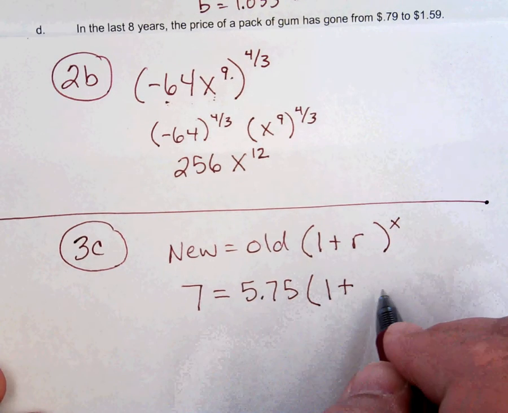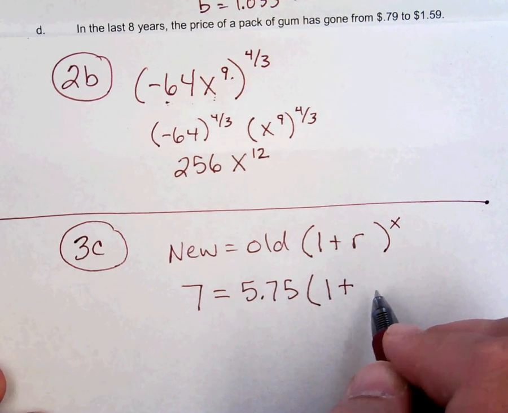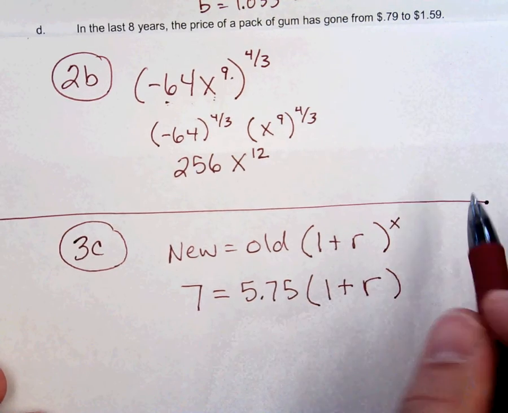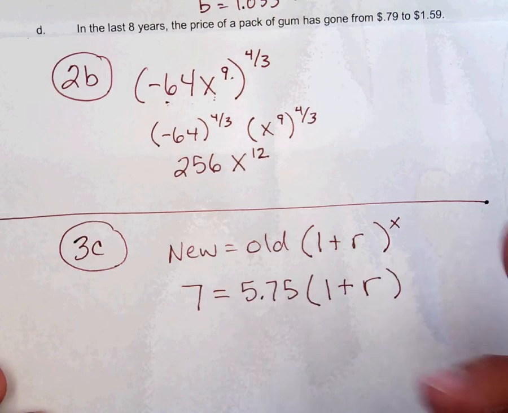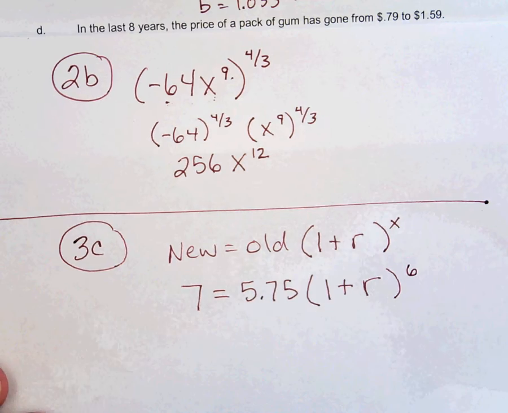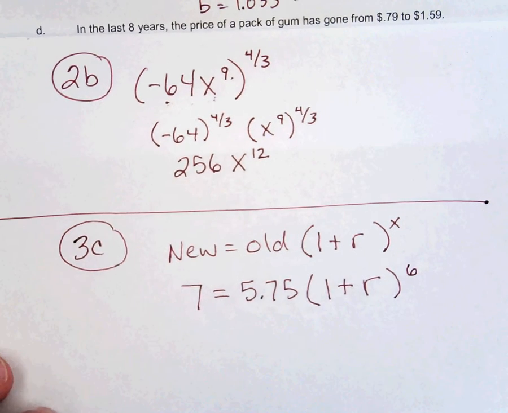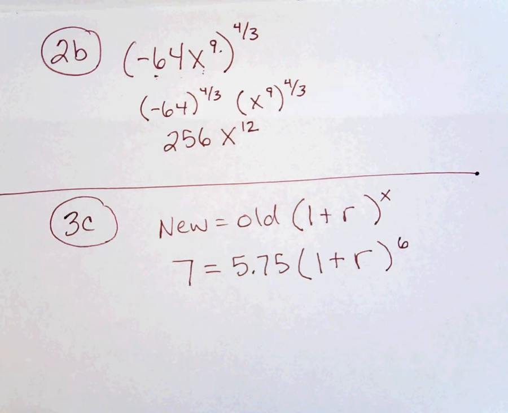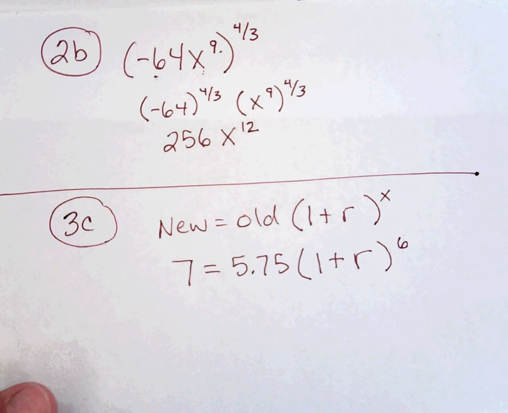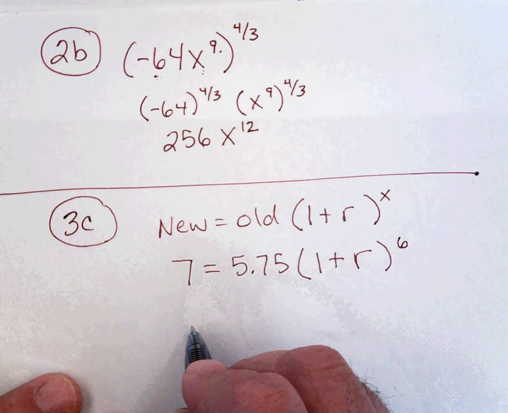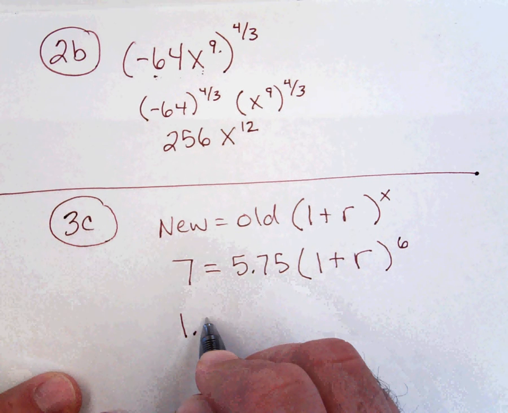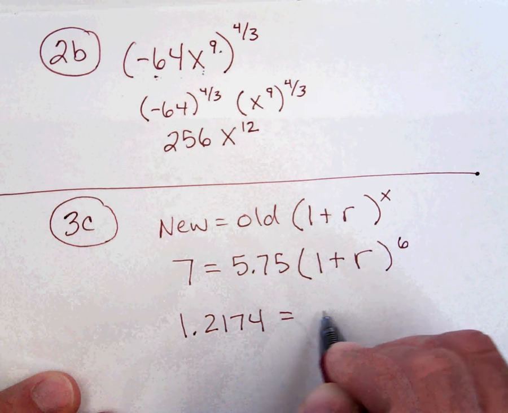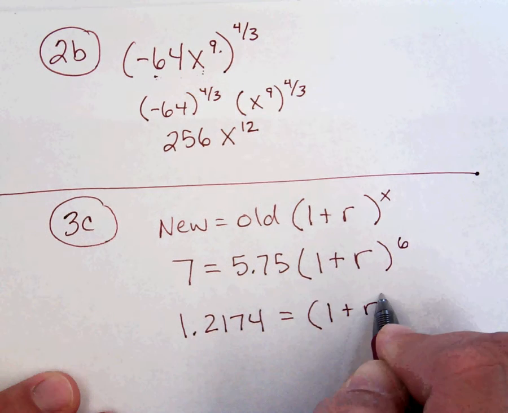No problem there. 1 plus the rate is what we don't know. We don't know the rate. We do know that from 1997 to 2003 is 6 years. So we're going to solve this problem using the order of operations, and we'll start by dividing both sides by 5.75. 7 divided by 5.75 is 1.2. That equals 1 plus r to the 6th power.